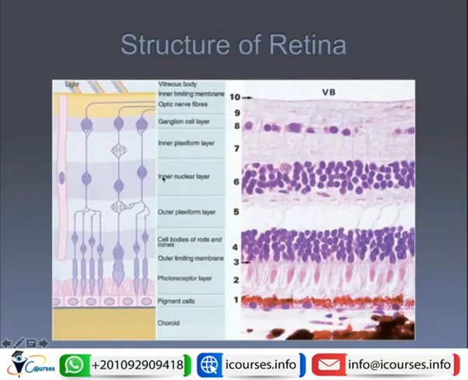Histologically speaking, we have 10 layers of the retina. From external to internal, we have the retinal pigment epithelium. Then the photoreceptor layer, then the outer limiting membrane, the cell bodies of the rods and the cones, then the outer plexiform layer, inner nuclear layer, inner plexiform layer, ganglion cell layer, and nerve fiber layer, and finally the internal limiting membrane, which separates the retina from the vitreous body.